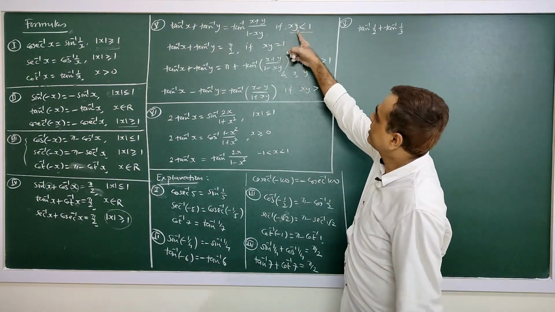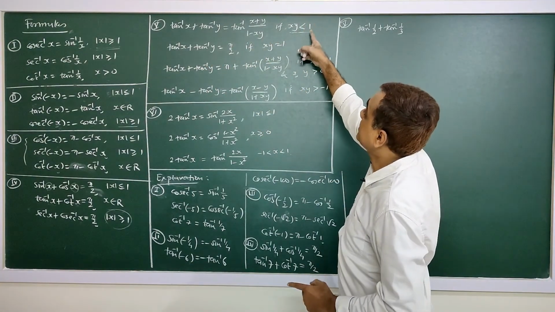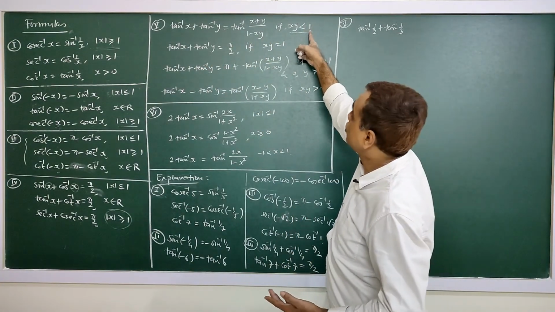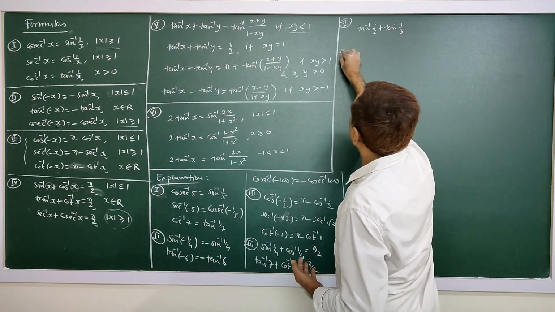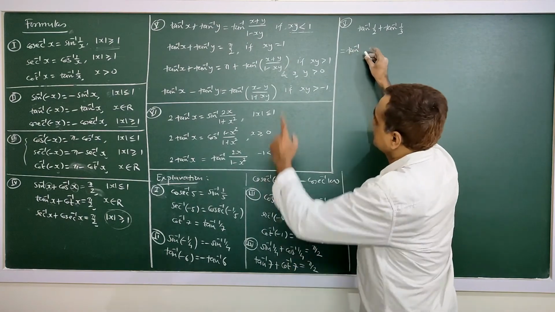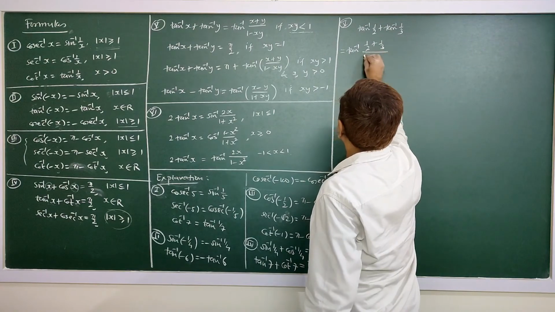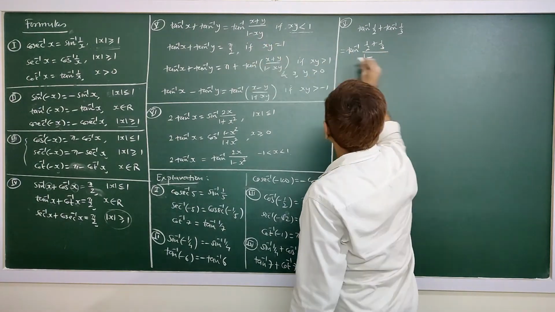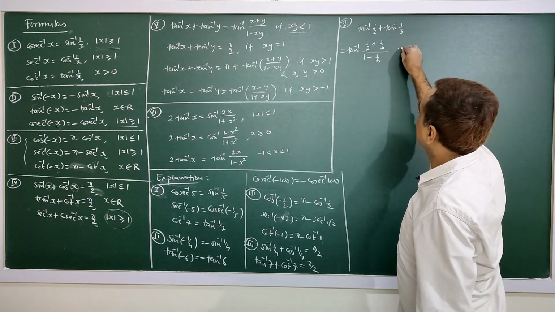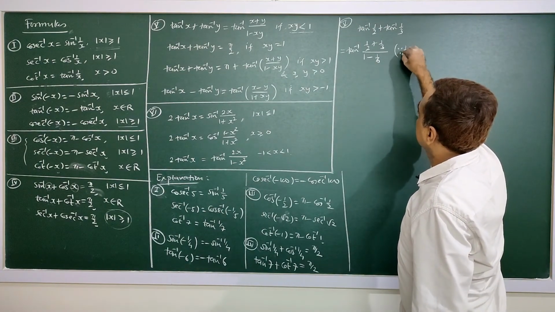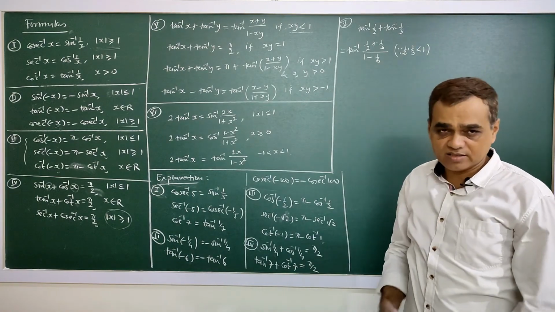Product of 1/2 and 1/3 is 1/6. 1/6 is less than 1, so this is allowed. It is equal to tan inverse of (1/2 + 1/3) upon (1 minus the product of these two numbers, 1/6). So this formula is allowed because 1/2 times 1/3 is less than 1.